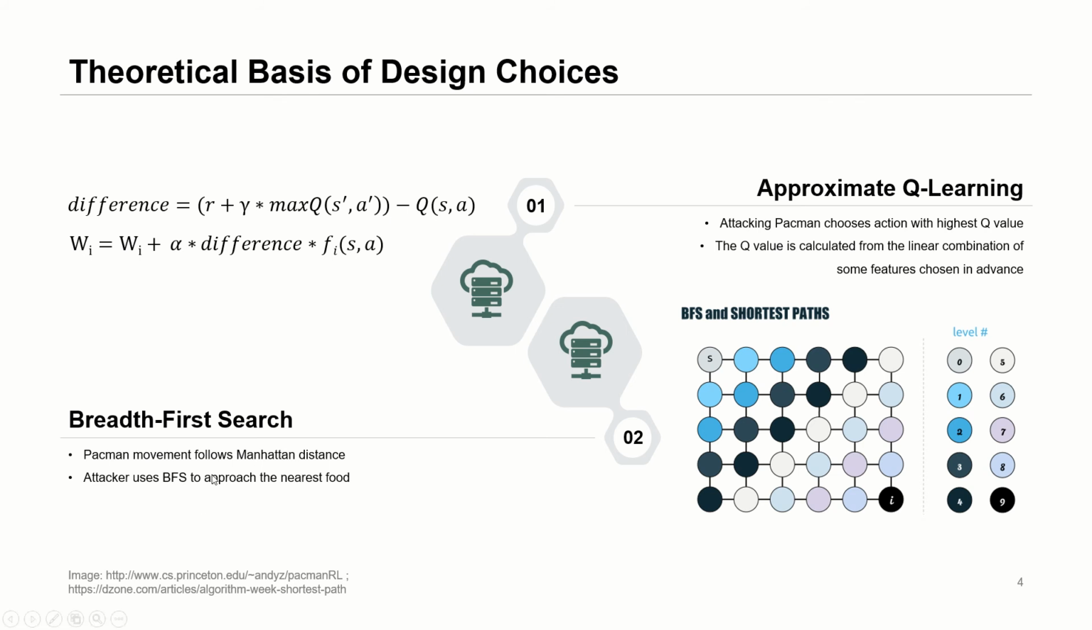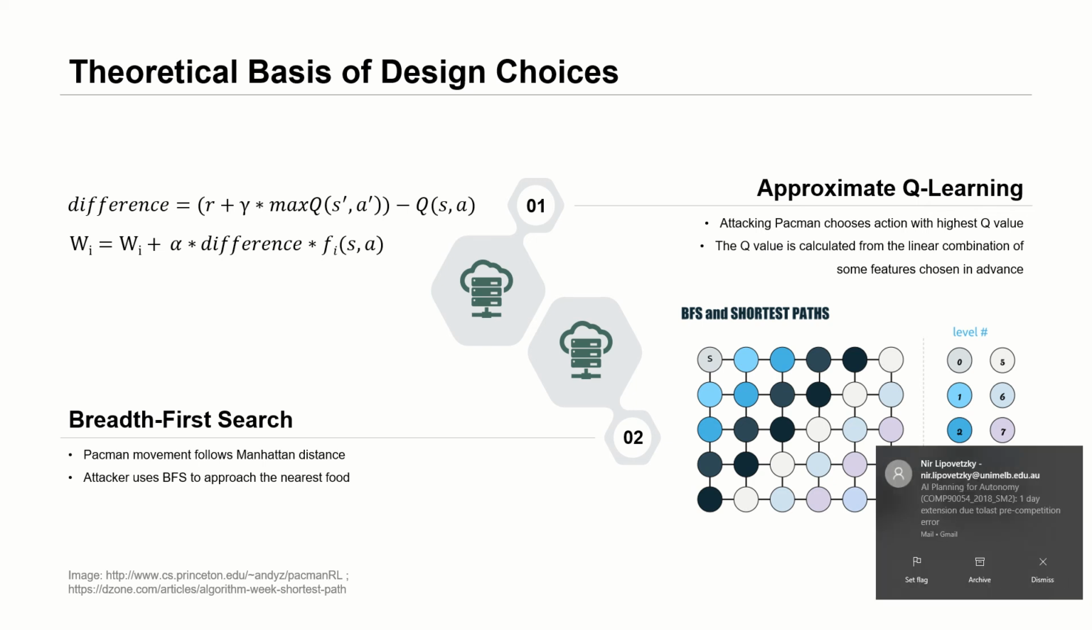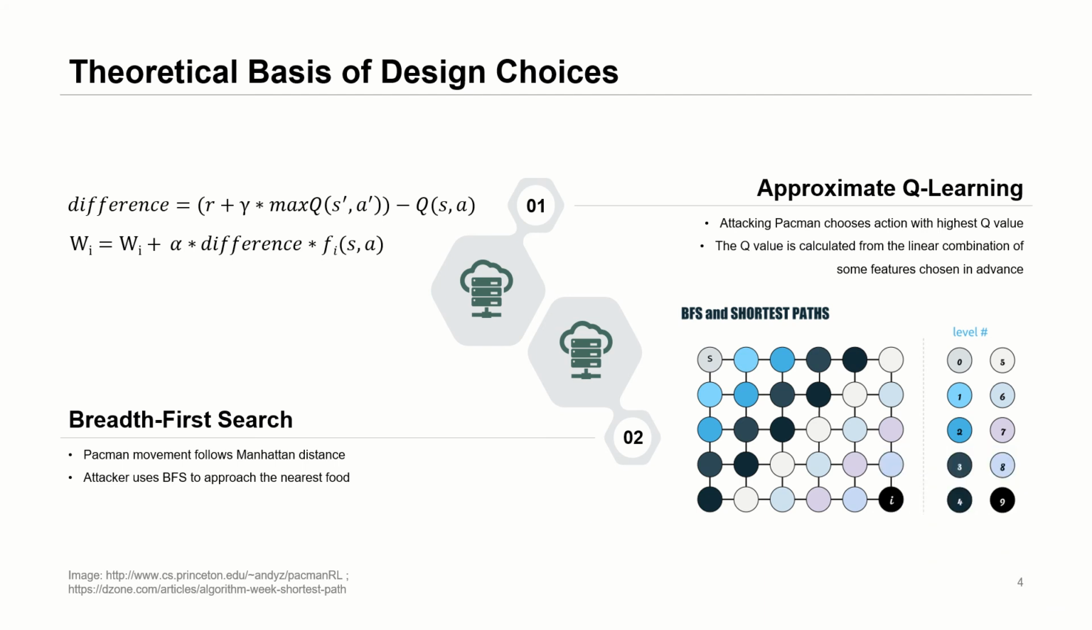Breadth-first search is a classic algorithm for searching the closest feasible node in a map. In this project, the movement of Pacman to a target point can be determined using BFS with Manhattan distance. The bigger the Manhattan distance, the more steps taken for the attacking agent to reach the destination. Our group implements BFS for attacking to reach the nearest food.